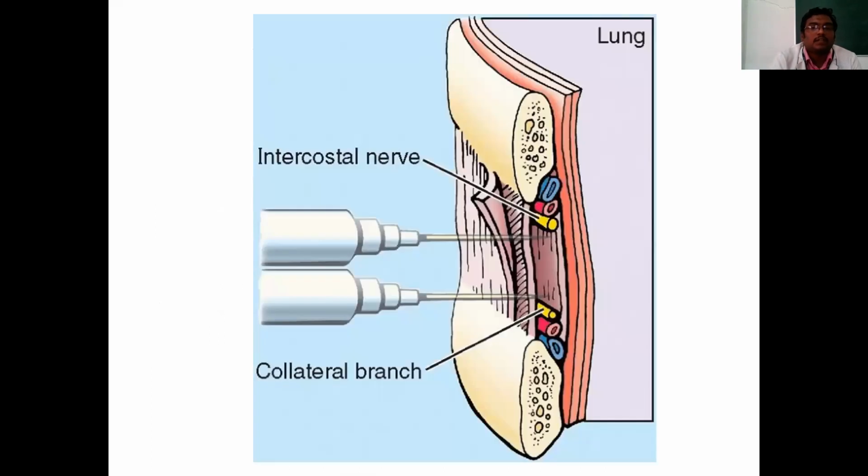So this is your intercostal removal of your fluid, that is your pleural fluid. How is it removed? Here you have to insert the needle in between the ribs. You should not insert the needle above or immediately below the ribs. Why? Because your intercostal nerves will be damaged.